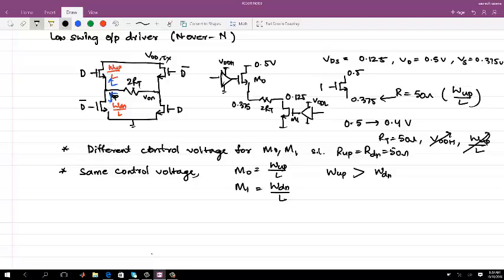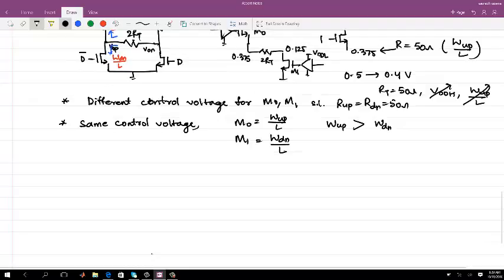The easier part is, if you do it this way, you can control them by a single output driver. This is something which we discussed before. If you have the same control voltage, you are controlling with the same pre-driver, so the transitions will be the same, switching on and off, right?